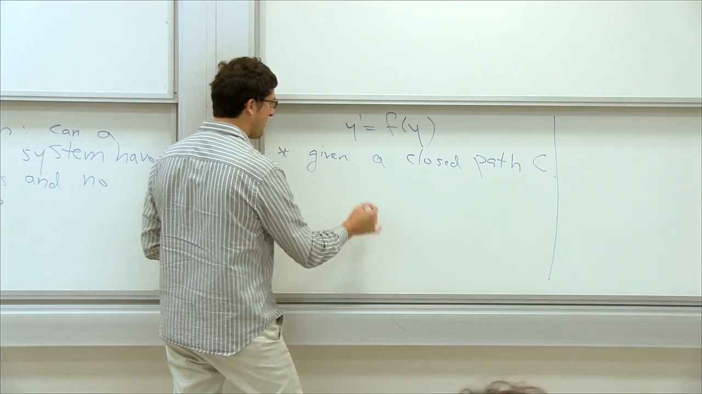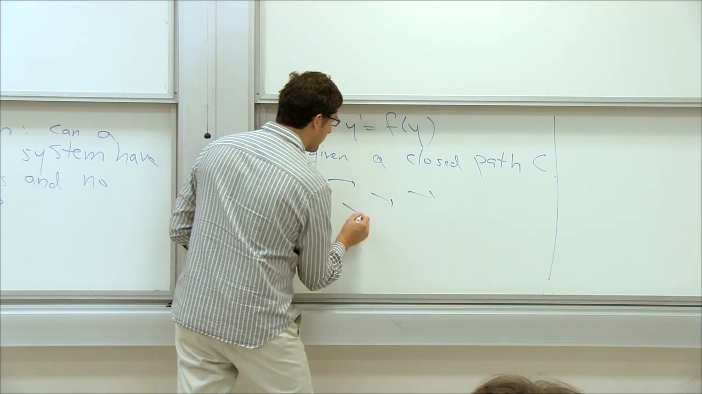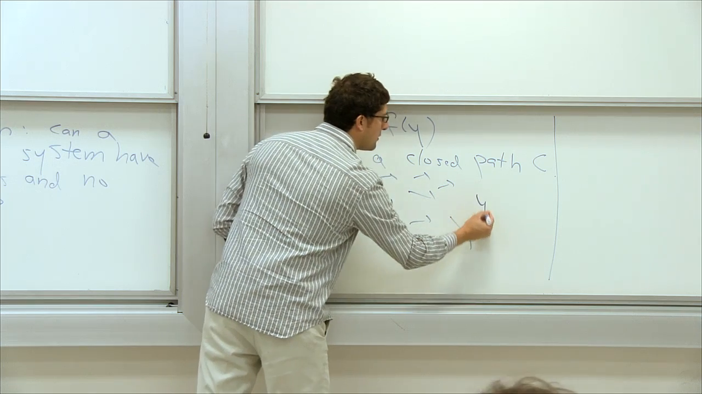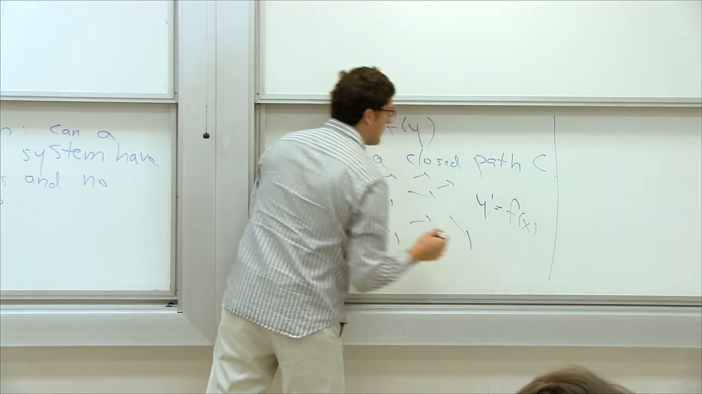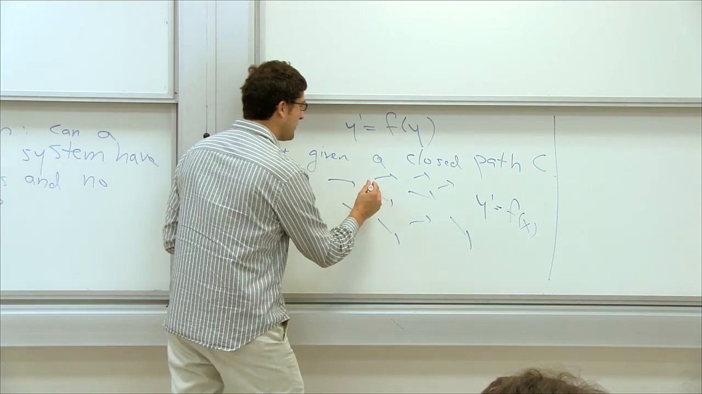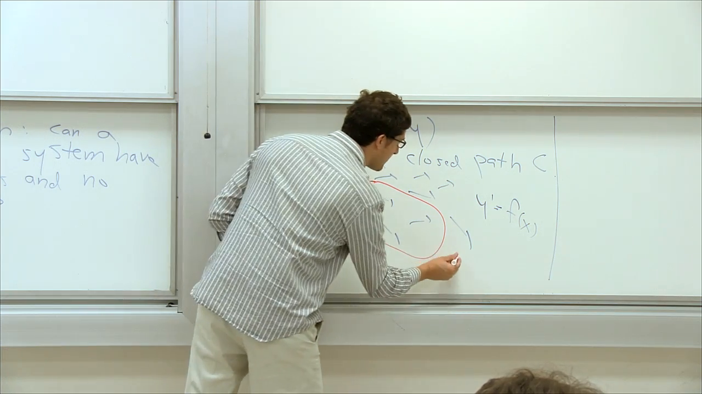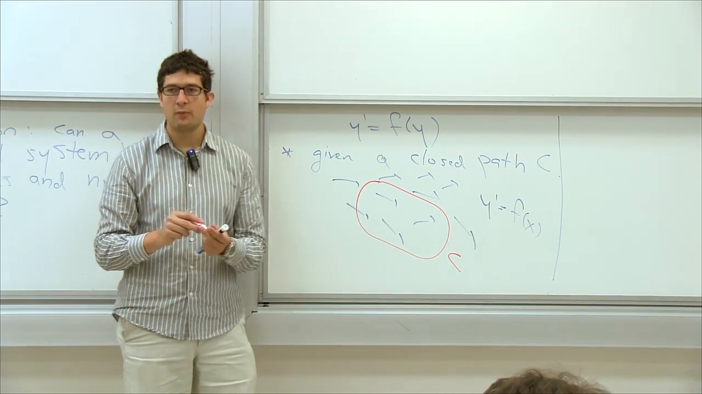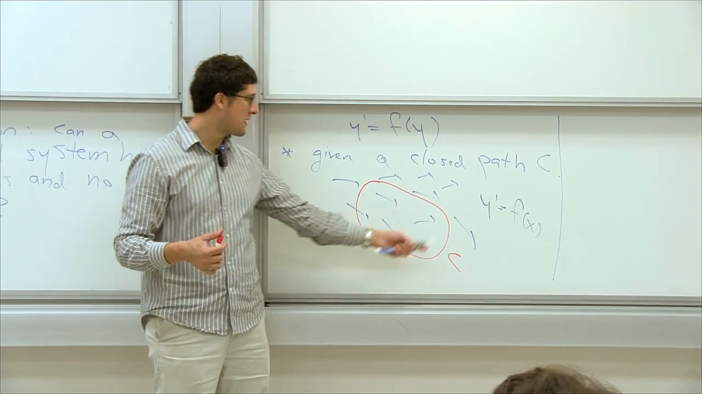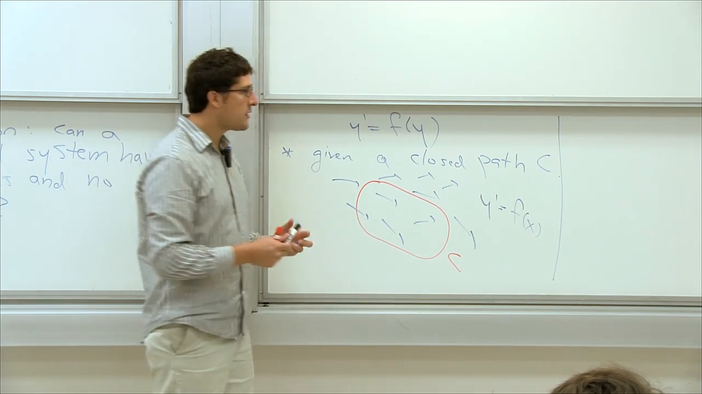I have some dynamical system. I have arrows pointing every which way. And what I do is I define a path, something like this, a closed path, and I call that C. Mind you, C does not have to be a periodic solution. It may look like a periodic solution, maybe, but it doesn't have to be. For example, in this case, it's not a periodic solution at all. Just a closed path. What are we going to do about the path?